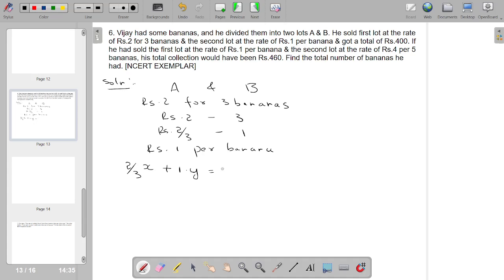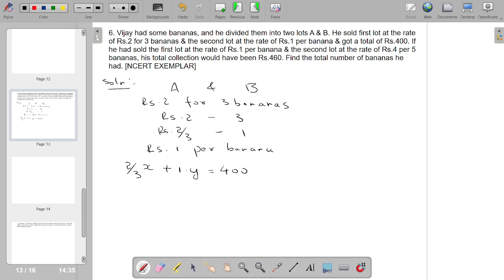For how much price has he sold this? 400 rupees. Like 1 banana for 2 by 3 rupees in lot A, into X, where X is the number of bananas in lot A, plus 1 rupee per banana in lot B, into Y bananas, is equal to 400 rupees. X and Y are the number of bananas in lot A and B respectively. Okay, this is one equation.